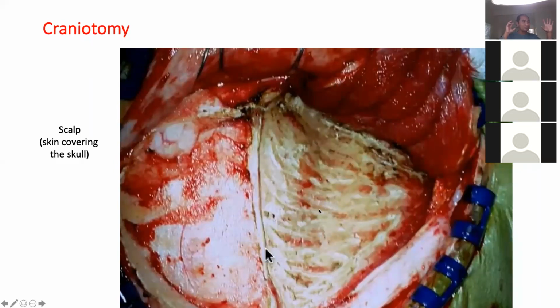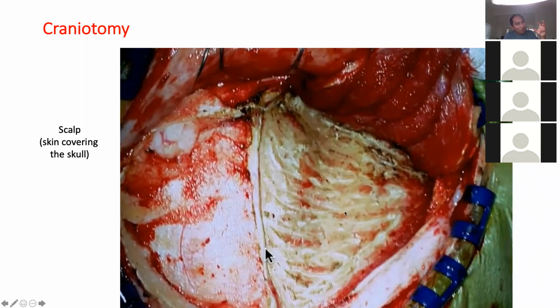This is a brain surgery. You can see the edge of the scalp being squeezed with clips, because our scalp is very vascular. If we have a cut on the scalp, it will bleed and bleed, loads, because it is very richly supplied with blood vessels. And now we can see the cranium, which is the skull bone.